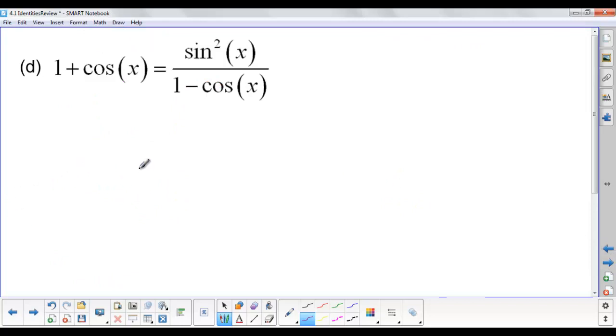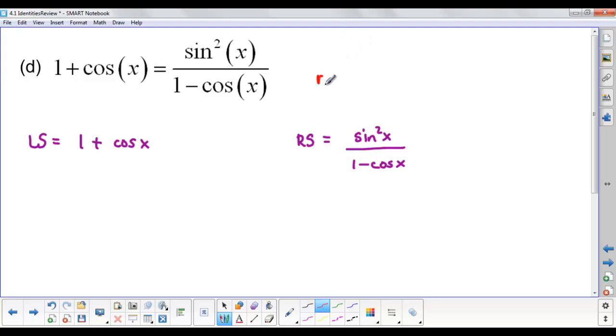And finally, our last example. This one I'm going to show you two different methods. So I'll separate our left side and right side. Now looking at the left side, I have 1 plus cos x. There's really not much I can do there. Everything's already in terms of sine and cos. And this 1, I'm just going to leave it as is. I'm going to take a look at the right side and we're going to work with that. Okay, so as I said, this will be method 1.